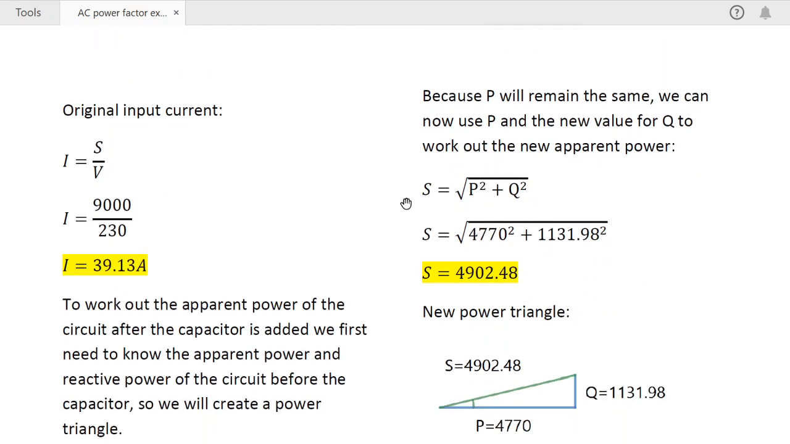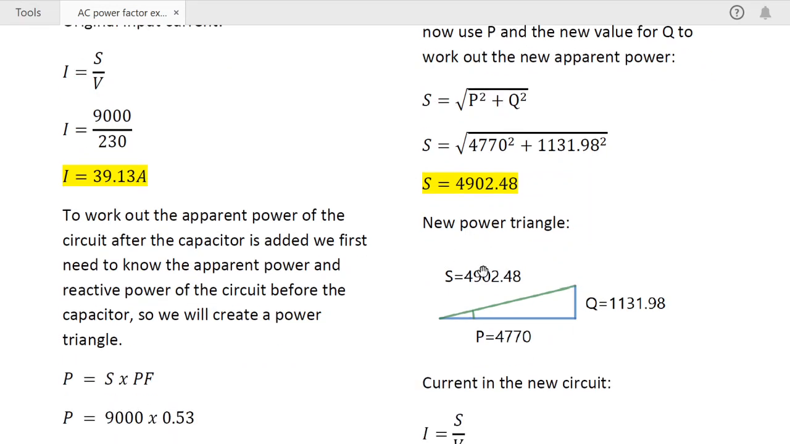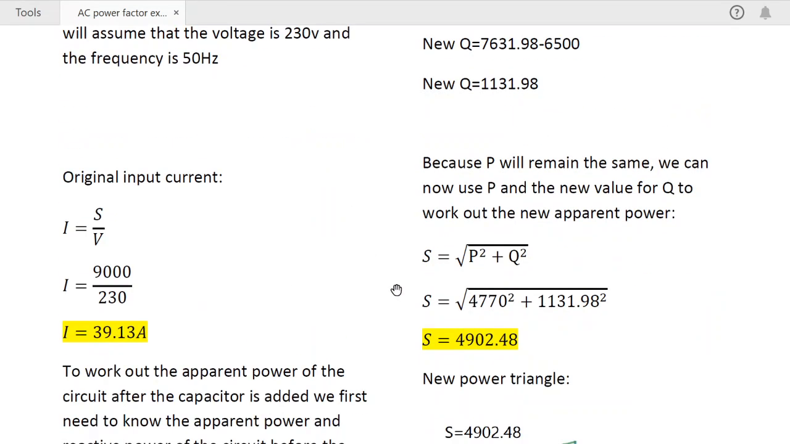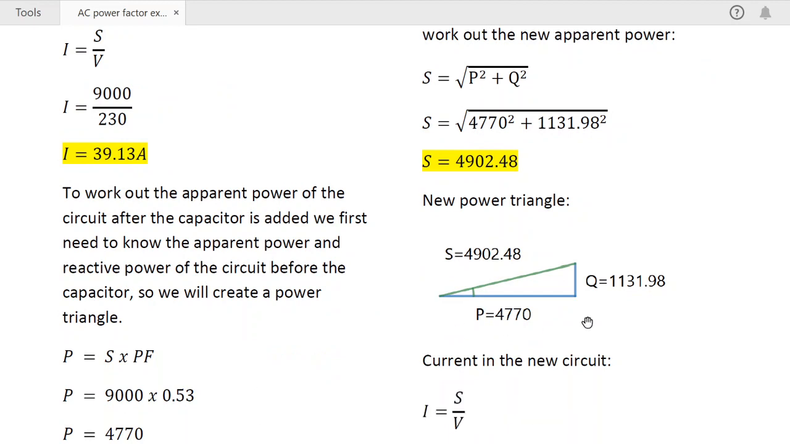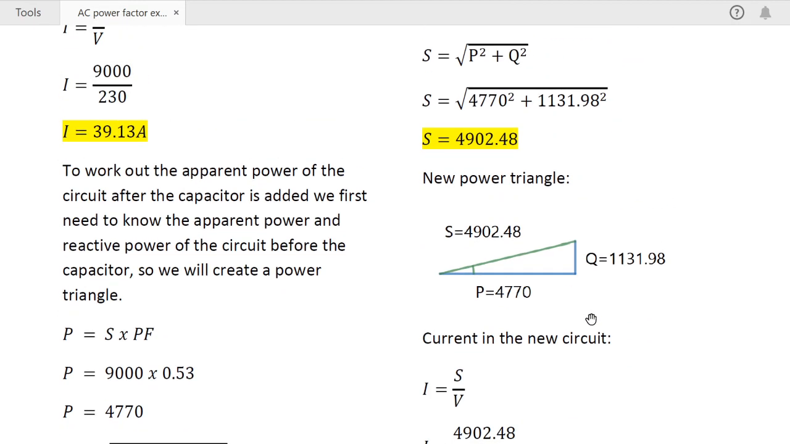We've got those two sides. So S being apparent power is our hypotenuse, so square root of P squared plus Q squared, that's true power and reactive power, gives us an S value, apparent power, of 4,902.48, and here is our new power triangle. This is what we were asked to work out, the apparent power of the circuit after we put the capacitor in. And then we were asked to work out the current of the new circuit.